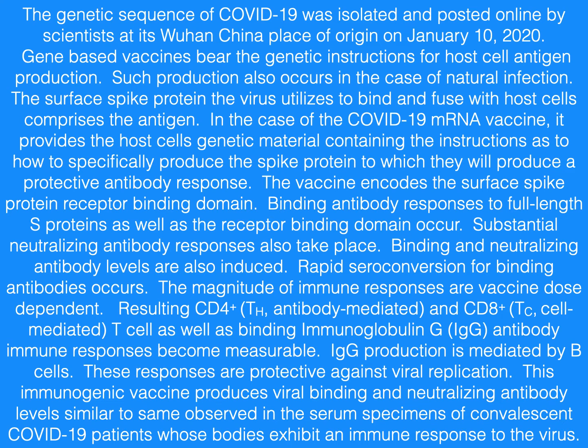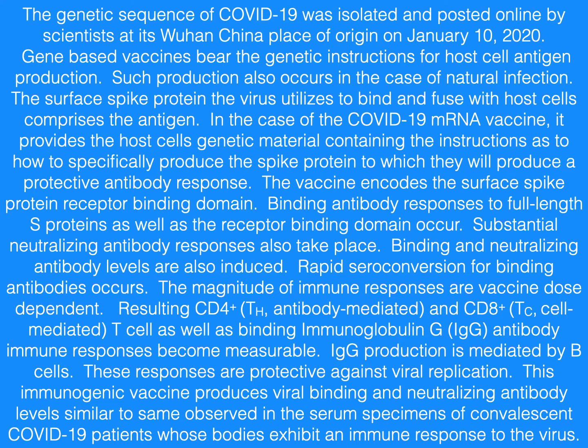The vaccine encodes the surface spike protein receptor binding domain. Binding antibody responses to full-length S proteins as well as the receptor binding domain occur. Substantial neutralizing antibody responses also take place. Binding and neutralizing antibody levels are also induced. Rapid seroconversion for binding antibodies occurs. The magnitude of immune responses are vaccine dose dependent.